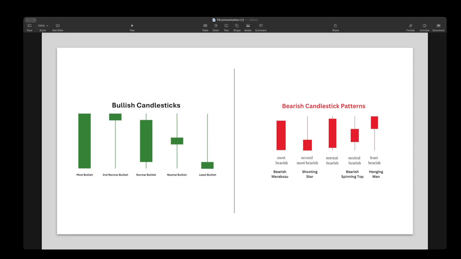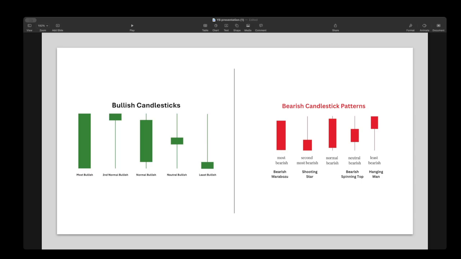Then you have a normal bullish candle, which is just a candle that closes above the open with some distance with smaller wicks. Then you have the neutral candles, right, which is just an upper wick and a lower wick without that much of a difference between the opening price and the closing price. And then you have the least bullish, which is also kind of bearish, which is a candle with a very large upper wick and a close back near the open. Next up, we got the bearish candlesticks, which is just the same thing but vice versa.